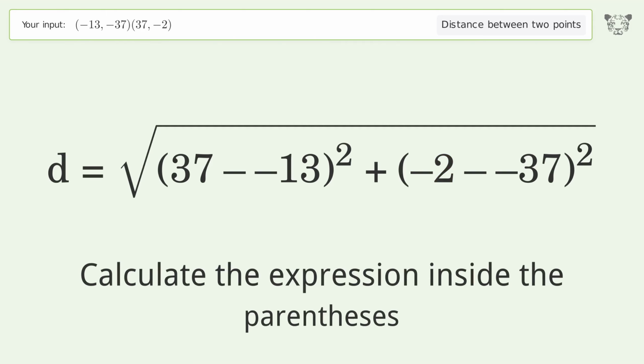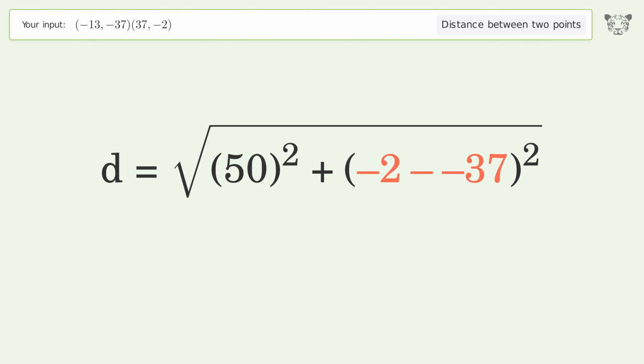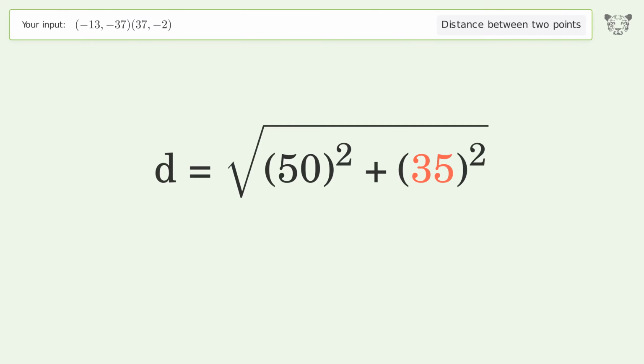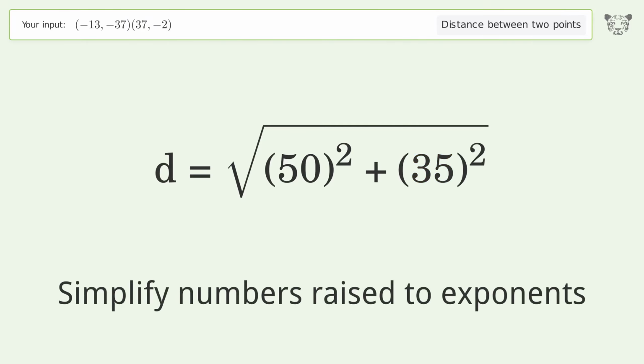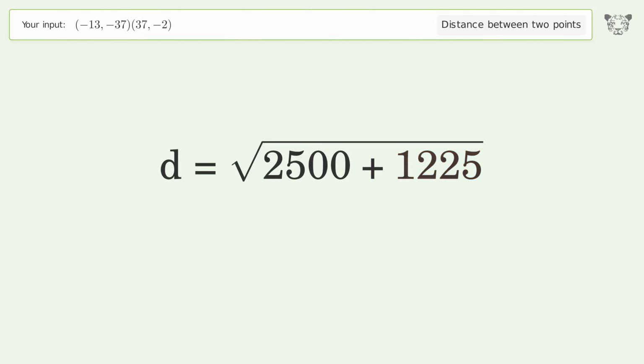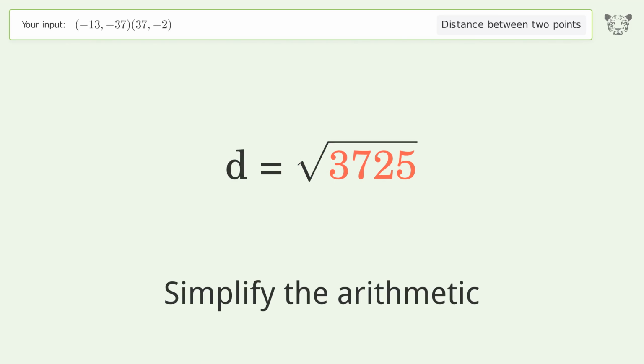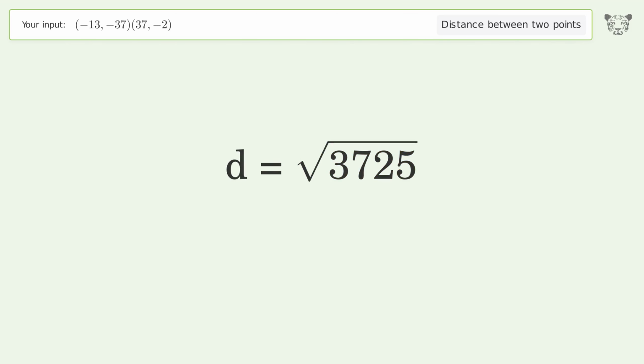Calculate the expression inside the parentheses. Simplify numbers raised to exponents. Simplify the arithmetic. And so the distance between the 2 points is the square root of 3,725 or 61.033.